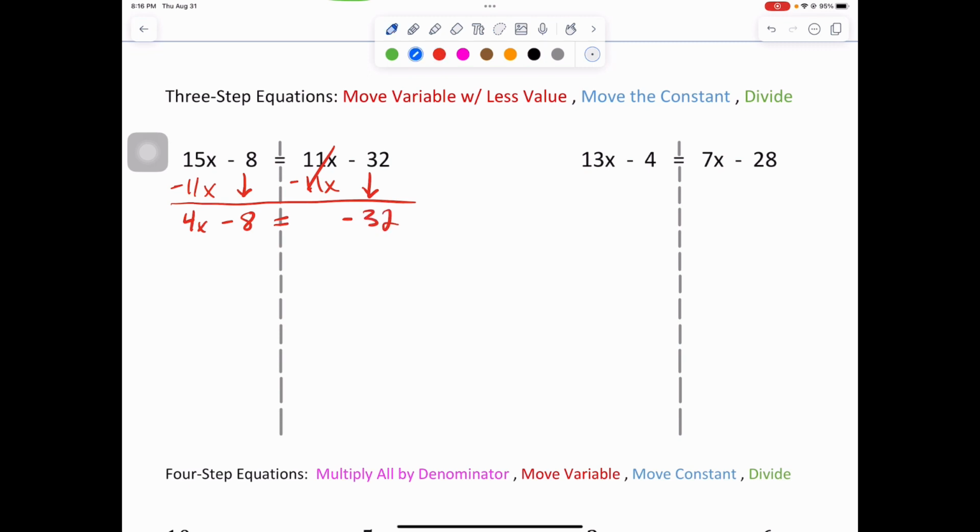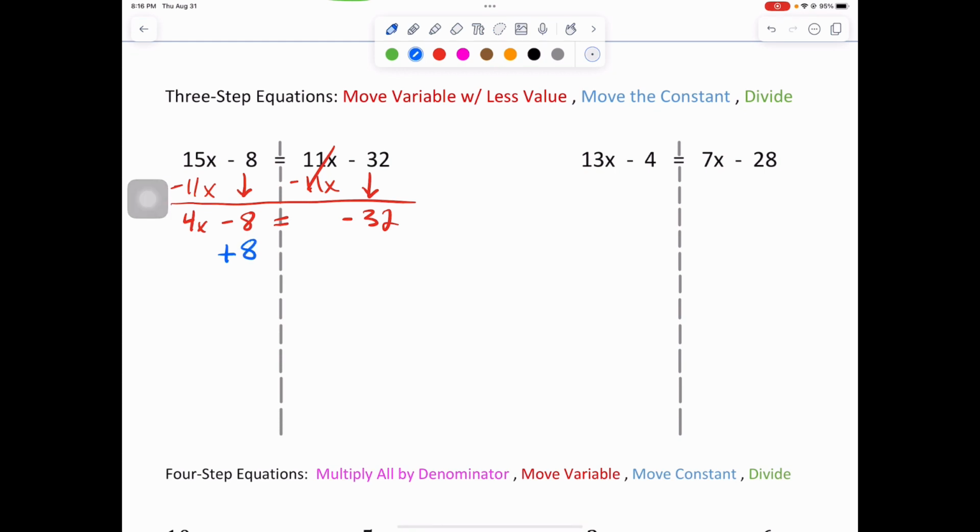Okay, then it's just telling us, move the constant. Wonderful. Well, should I move negative 32? No. Why do I move the negative 8 again? Because it's on the same side of the equation as the variable with the coefficient of 4. Okay, so let's isolate that 4x.